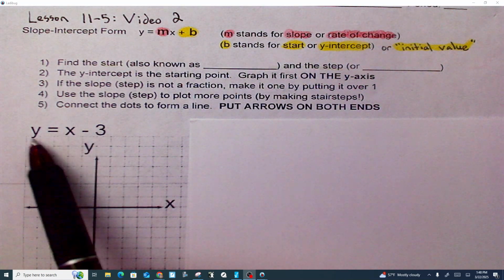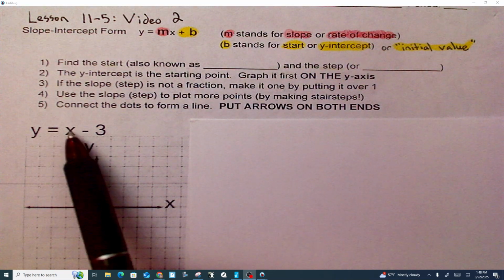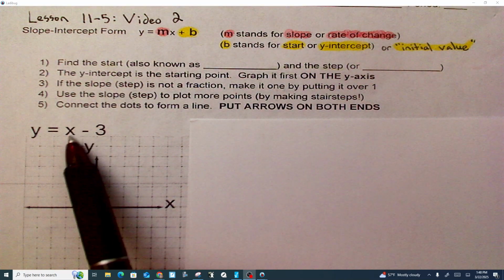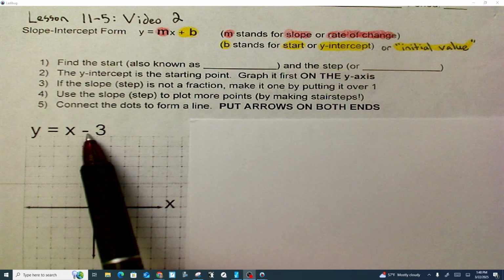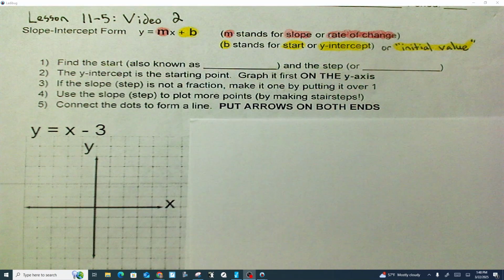Well, first off, always make sure that the y is by itself. Make sure you've got the x in there and there's no exponents on it, right? Just looks like a nice plain setup. And if there's something plus or minusing behind the x, that's fine. That's just our y-intercept. That's our initial value, right?